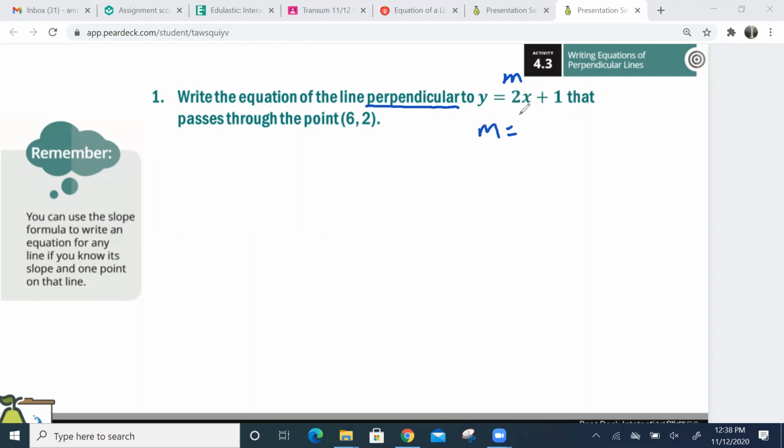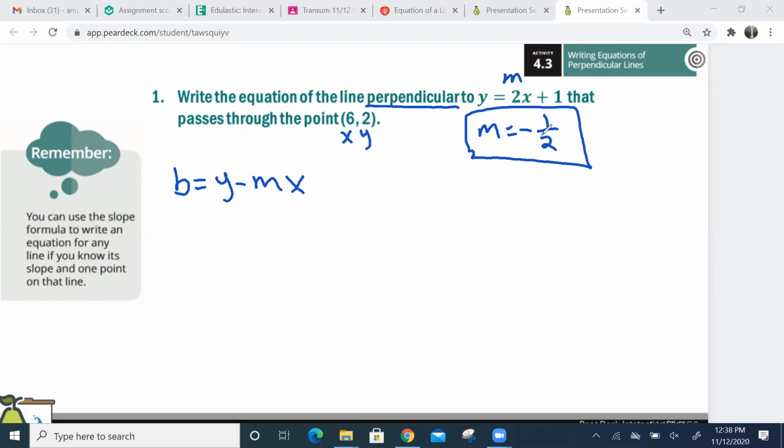So what's the opposite of a positive 2? A negative 2. And what's the reciprocal of 2? 1 over 2. So that's the slope we're going to use. So let's use the formula b equals y minus mx, and let's plug in the points. So we got x, we got y, and we have our m. So b equals y is 2, m is negative 1/2, and x is 6.